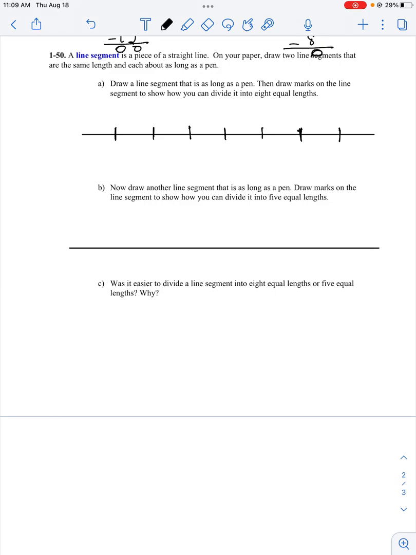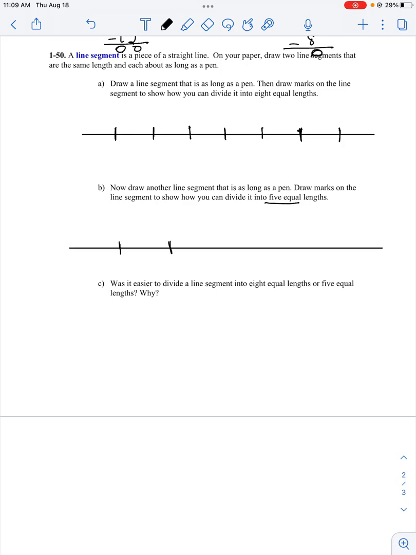Part B asks me to draw another line segment. Now I have to divide it into 5 equal lengths. So I have to think about this a little bit more. I can't just divide it in halves like I did in the last one, because it's 5. It's not an even number. So, and I might have trial and error. I might have to erase it.